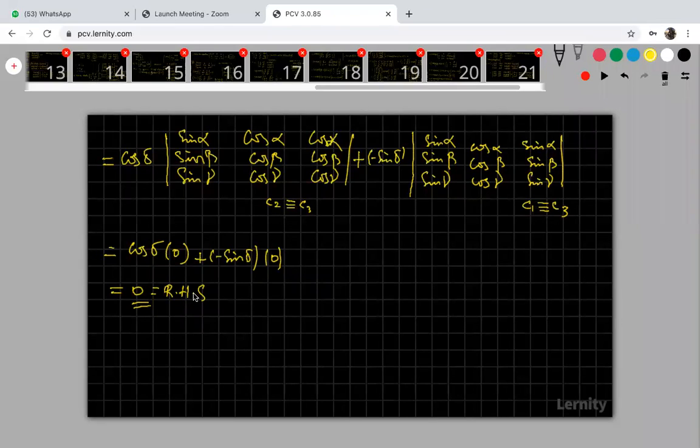My RHS is 0 only. Okay, now look at that. The 19th problem.